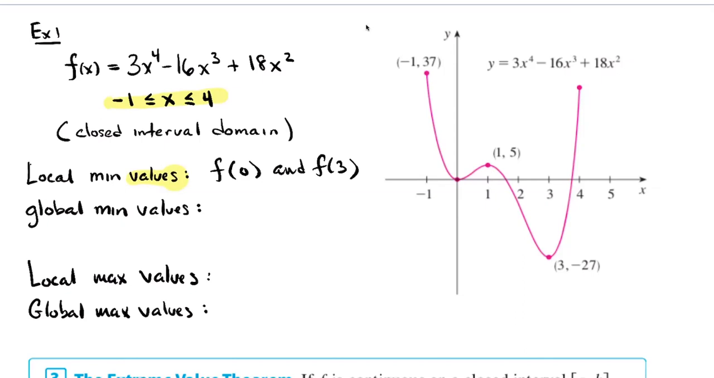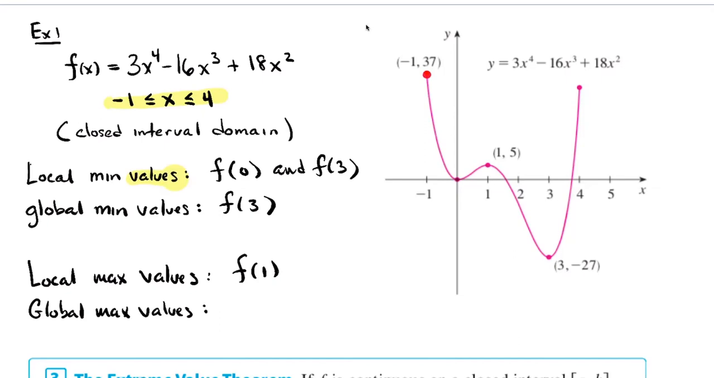All right, how about global? Global minimum value, it looks like f of 3. f of 3 over here is the smallest y coordinate on that graph, period. See any local maximum values? There's certainly one here at f of 1. What about over here at -1, f of -1? It's certainly a maximum value. No y coordinate on that graph is bigger than it.